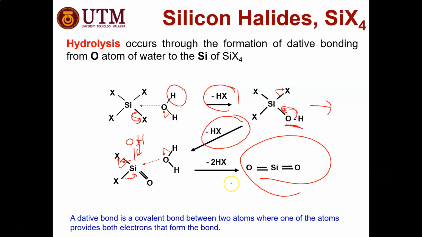So apa tu dative bond? Saya just nak ingatkan, a dative bond is a covalent bond between two atoms where hanya satu atom saja will provide both electrons that form the bond. Okay, so ini maksudnya the oxygen yang provide lah to this. Okay, just nak tunjuk macam mana kita boleh dapat SiO2.